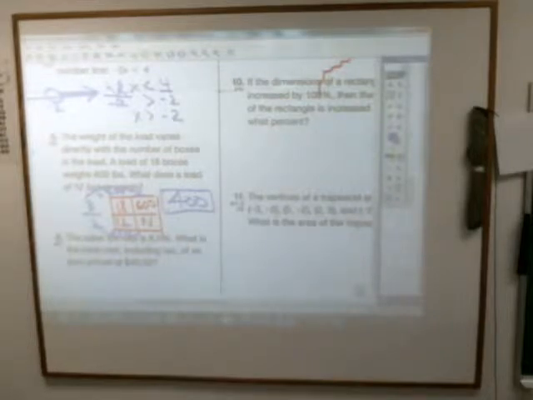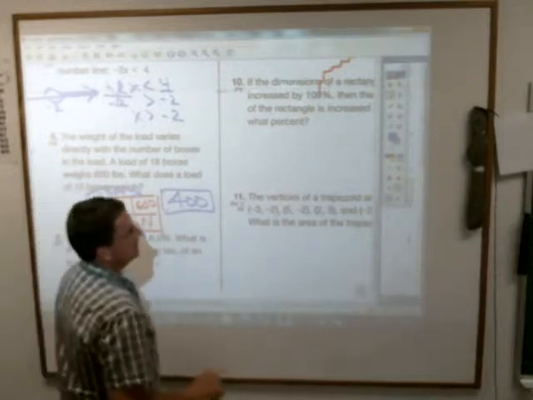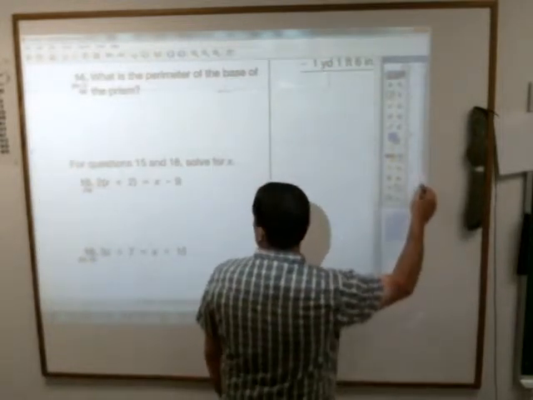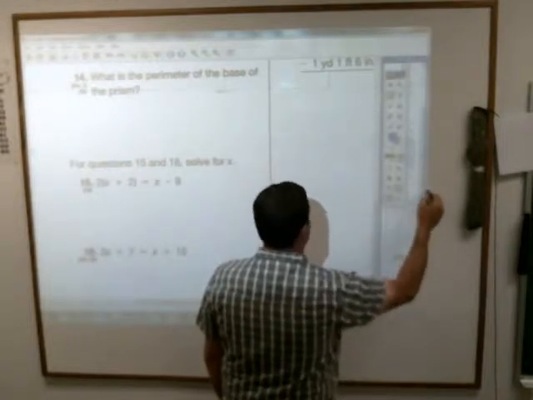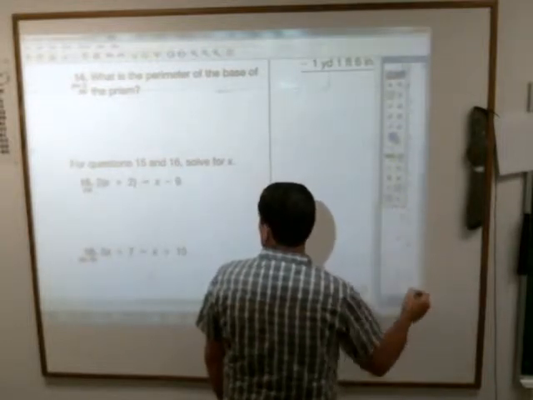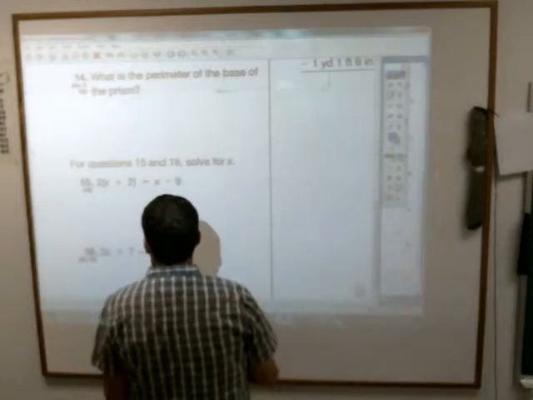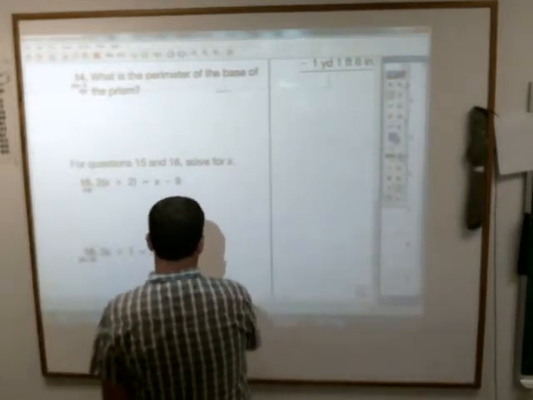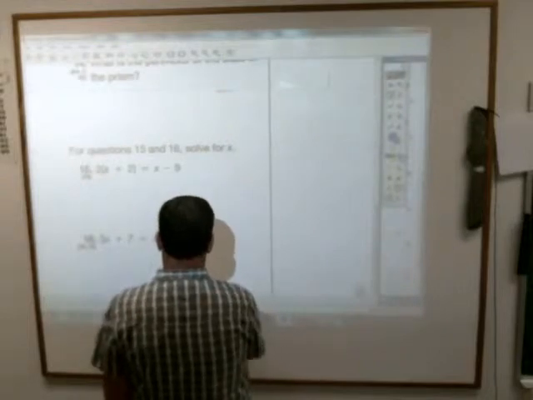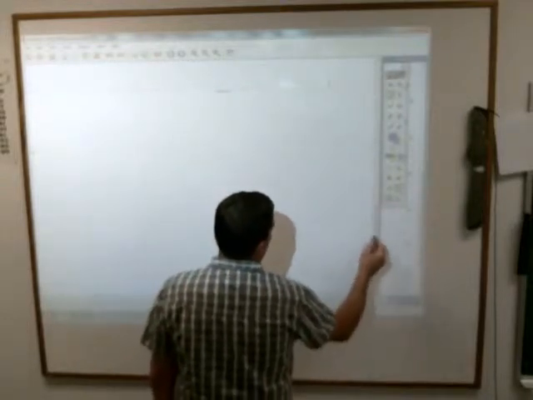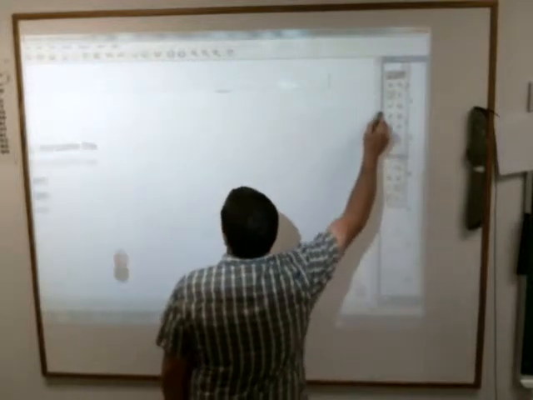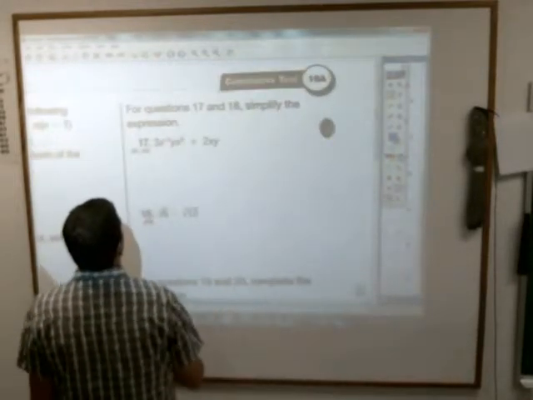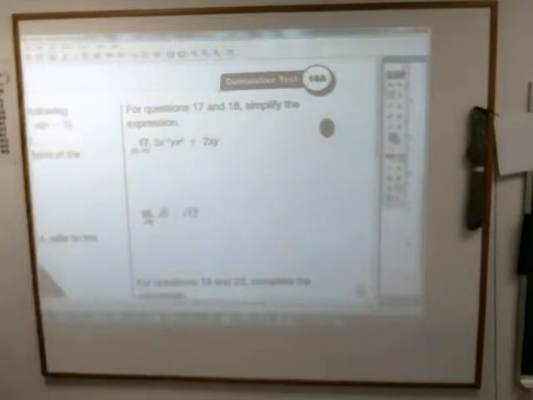Alex Vollmer. 17. Oh, 17. Oh, here we go. Am I on the right page still? Yeah. I didn't switch over to some other. 17 must be way up here. Simplify.